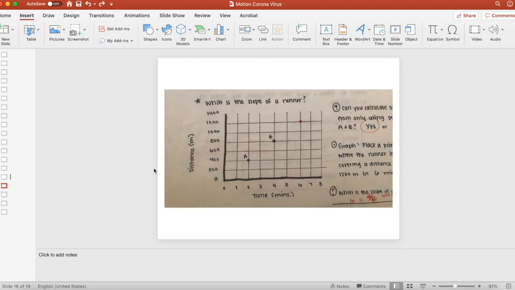And I give you this. So here is where your point should have been, and then m equals 400 meters over 2 minutes. Sorry that it got cut off.